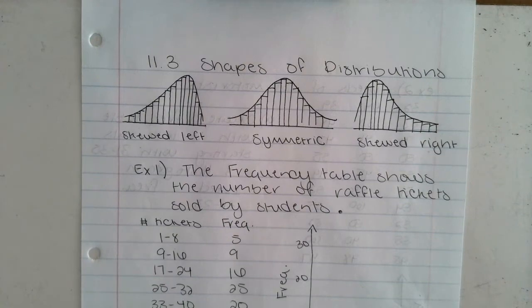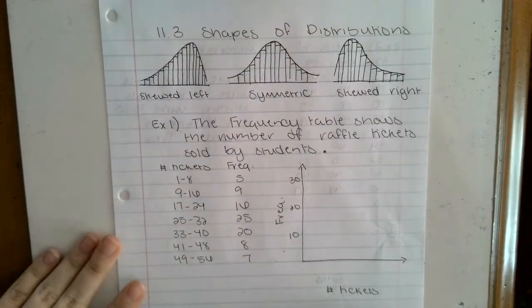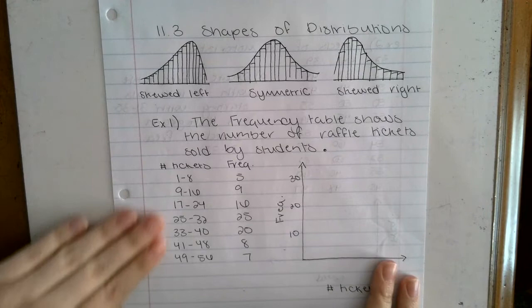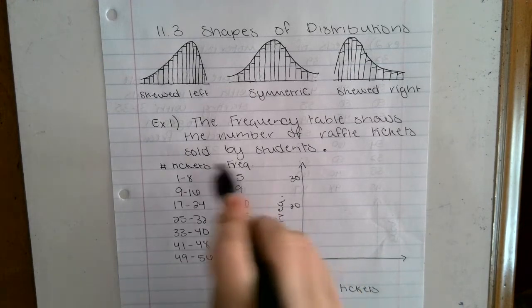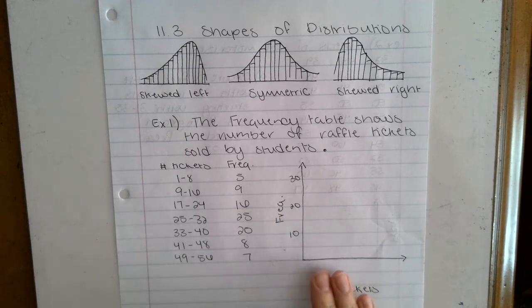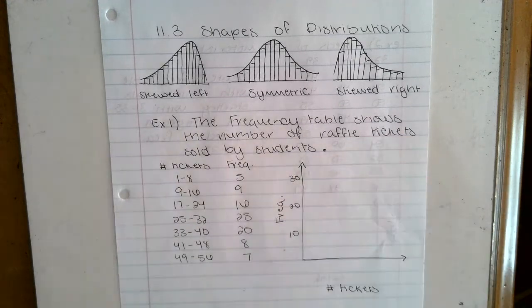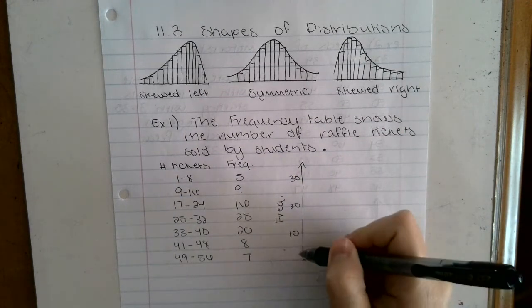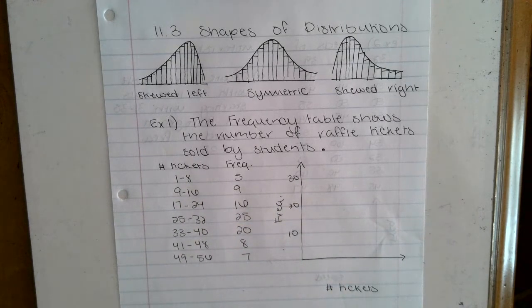Okay, so we are going to do an example where we actually make a histogram now. All right, so we have a frequency table over here. It shows the number of raffle tickets sold by students. So we are given this information, and we are going to create a histogram using that information. One thing about a histogram is your frequency should always be along your y-axis. So I labeled it going up to 30 because my highest point is 25 and I just want to be a little bit above that.